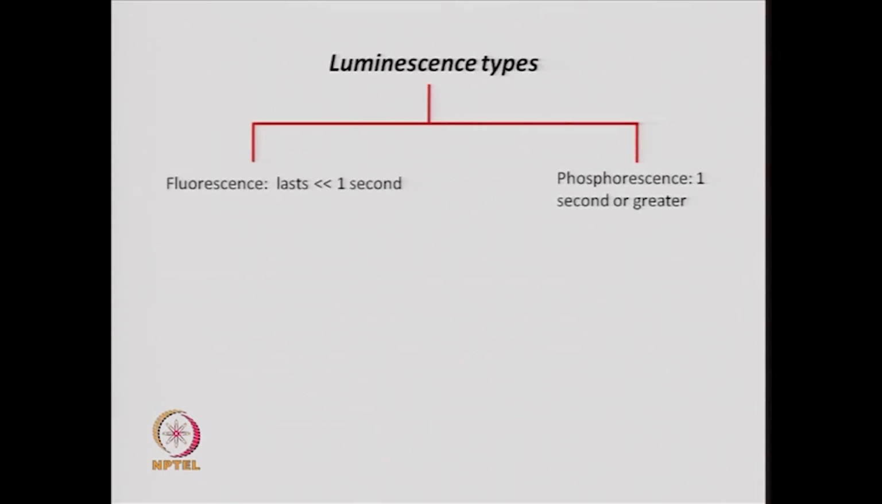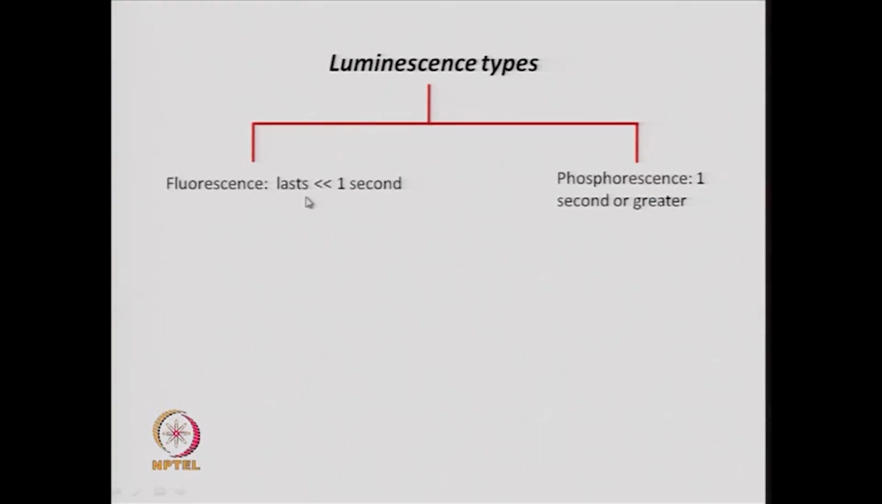So, in luminescence you can have phosphorescence and fluorescence. Fluorescence lasts for less than 1 second, it is very fast, and when it is delayed, that means it is very slow, then the emission is called phosphorescence, where the photon which is emitted comes out after 1 second after it was absorbed. So, there is a delay between the absorption and the re-emission, whereas in fluorescence it lasts for less than 1 second. Within 1 second everything is over.